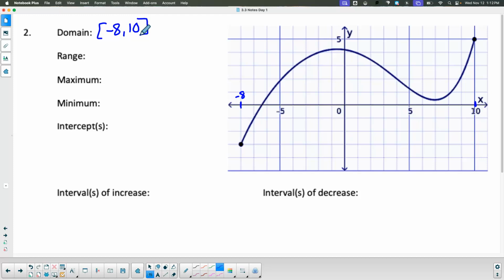Or it would have an open dot. Okay? And a bracket includes the number, and it would have on a graph, it would have a closed dot. Okay? All right? So we're good there.